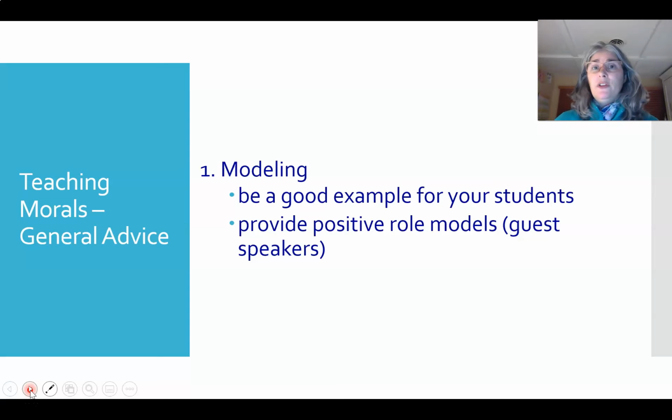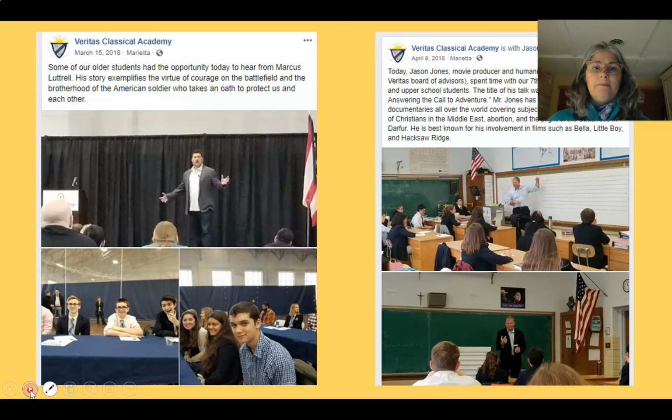A great thing you can do is also look at the older students in your school. My daughter used to attend a school that was from pre-K to 12, and they would take the upper students and bring them into the lower classrooms and have them read to the kids and work with the kids and serve as models, and that was a great experience.